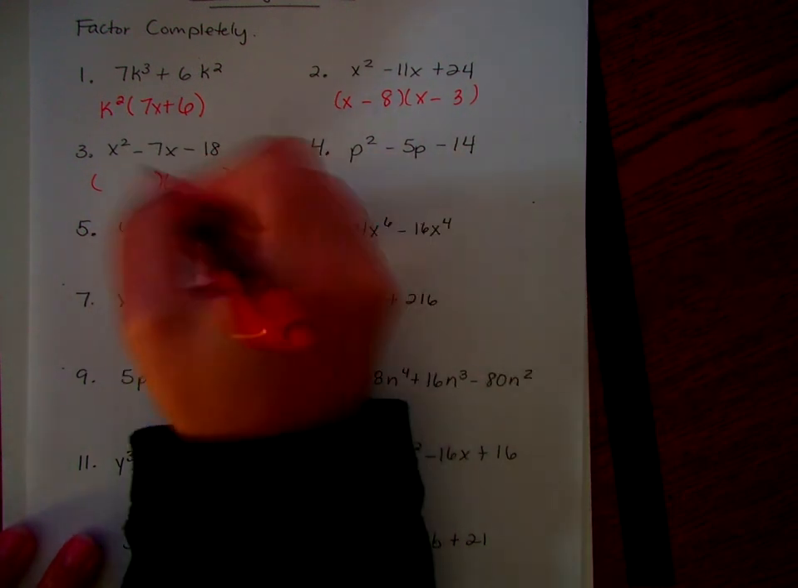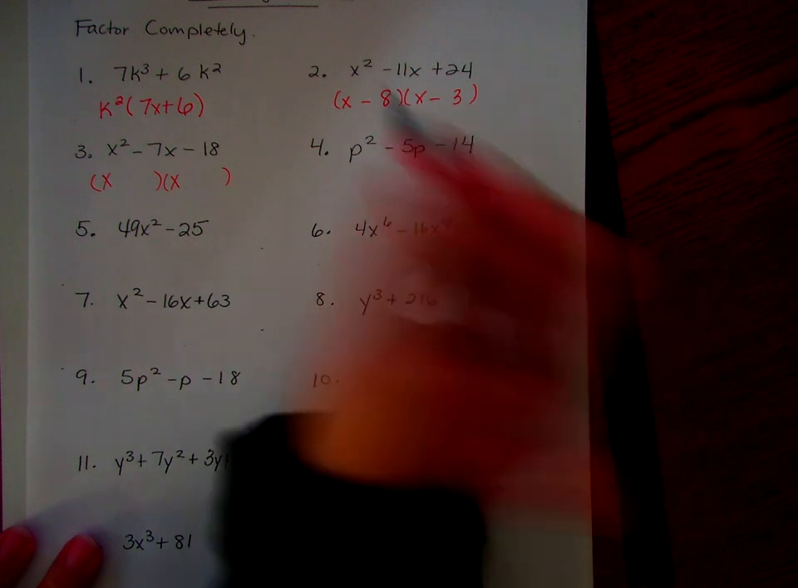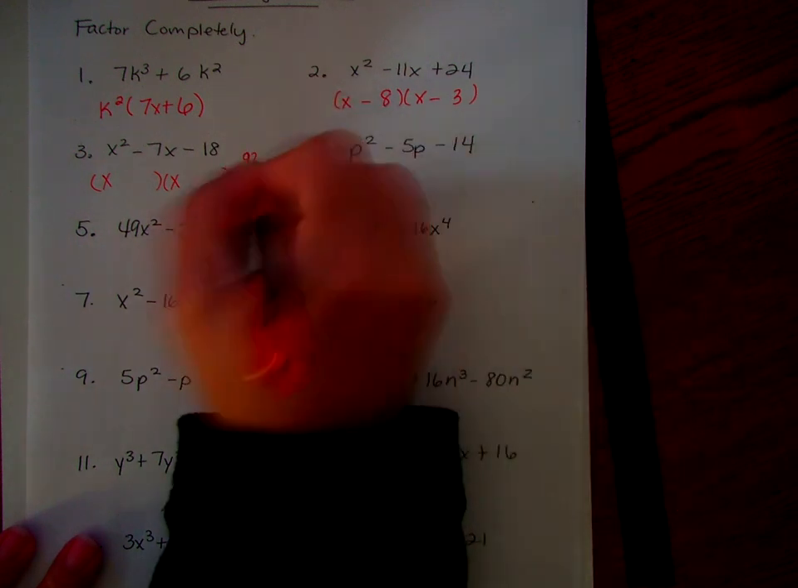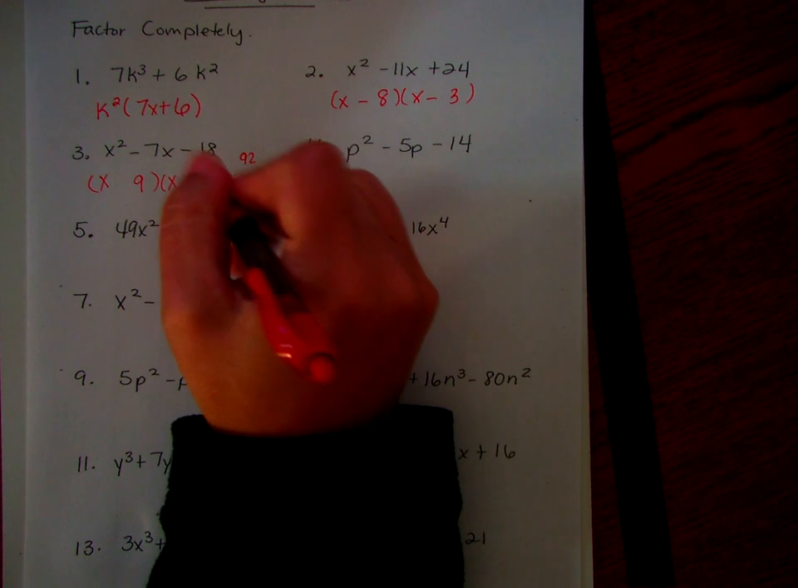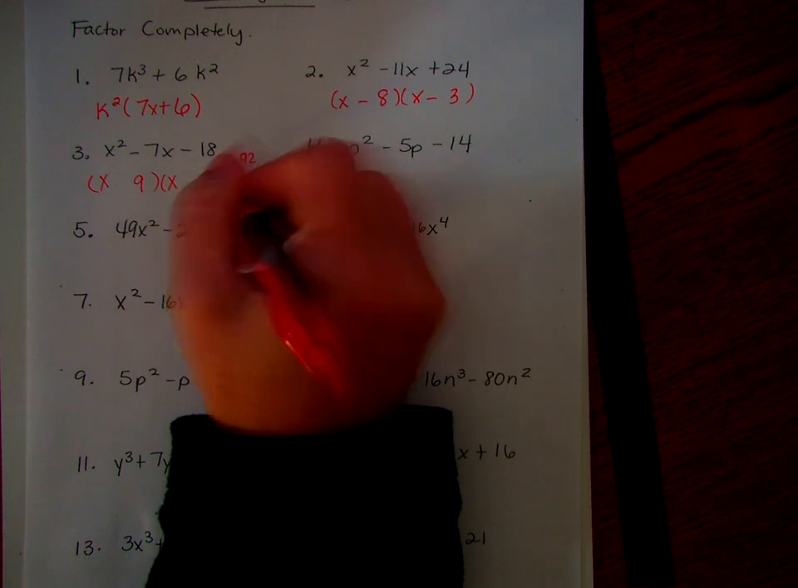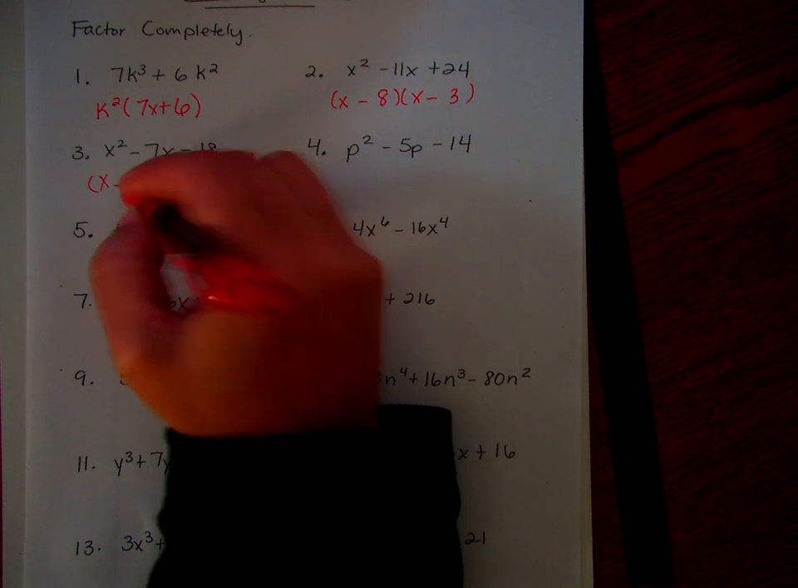Number three, again, it's a trinomial, so you're going to have two parentheses. The first two terms have to equal x squared, so x and x. Factors of 18 that add to get 7 are 9 and 2. Now 1 has to be negative because when they multiply I need a negative 18. And when they add I need a negative 7. So I know the bigger number has to be my negative.